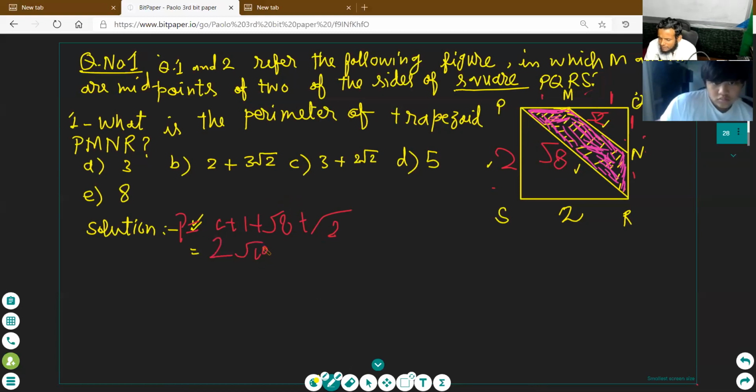Right, plus. You cannot add them. This is under root. You cannot add the under root values, okay? You cannot add them because we add only if they are the same. X plus x can be added to make 2x, but under root 8 and under root 2 are different, okay?